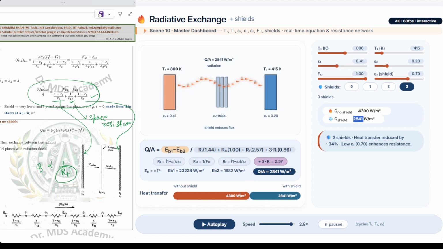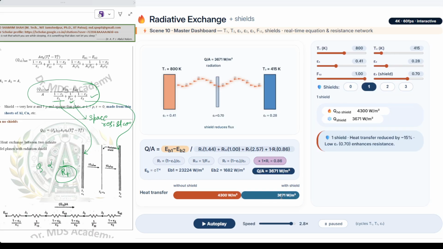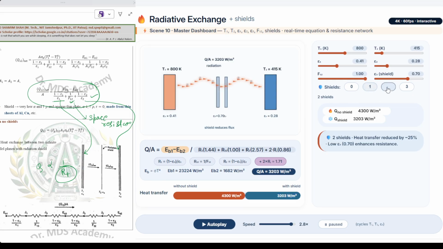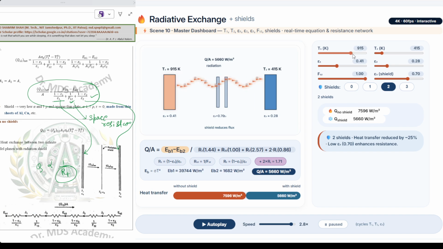You can see it here also. Now once again I am setting 0, without a shield, and this value changes: 3671, and now it is decreasing, 3228. Like this. Let's place two shields and see how the variation takes place.